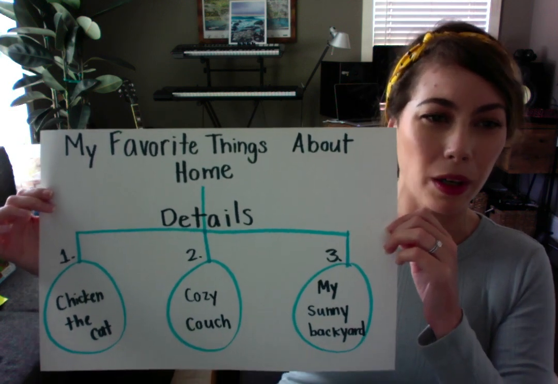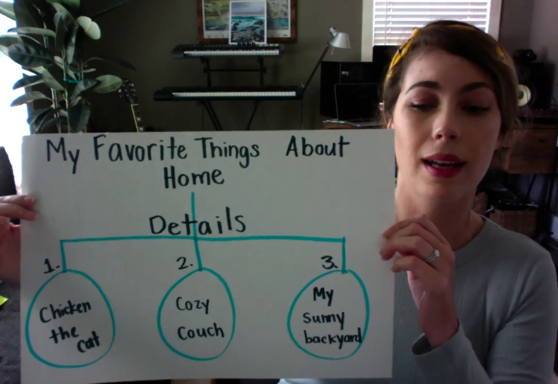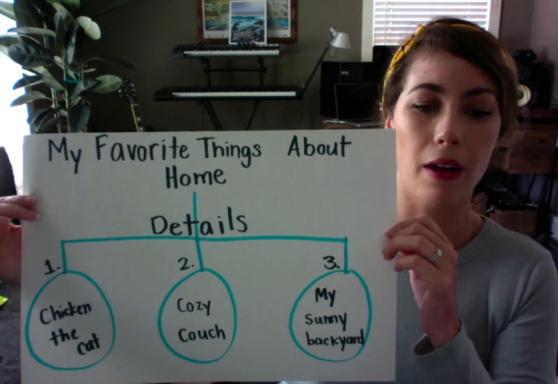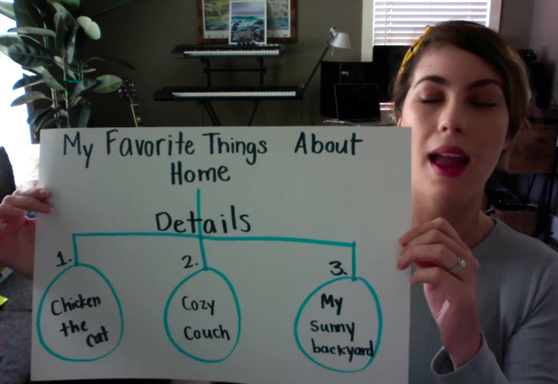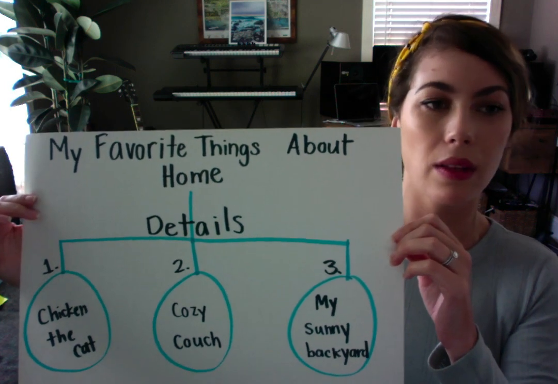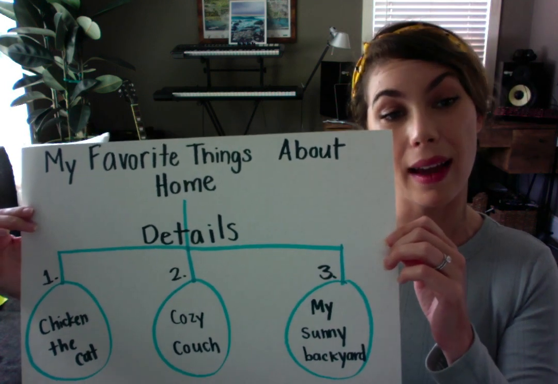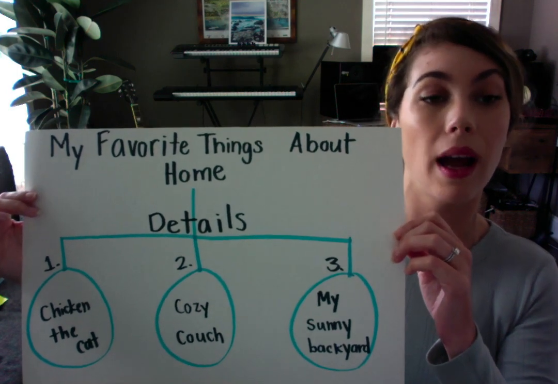Otherwise, it's just boring, you know? If you're reading a paragraph and all you hear is, my favorite things are my cat, couch, and backyard, it's just boring. You want to make it more fun and exciting for the reader. So if you can, come up with your three things and then maybe go back and add interesting adjectives, words that describe those things to make it more fun and exciting when you're all done.